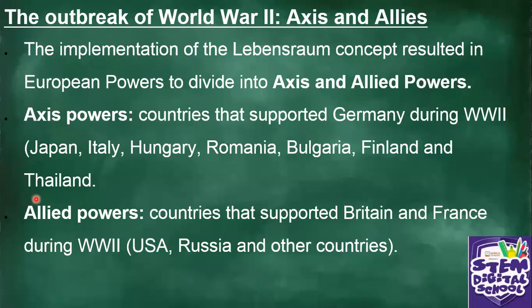Okay. And then we look at the outbreak of World War II, Axis and Allies. The implementation of the Lebensraum concept resulted in European powers dividing into Axis and Allied powers. So we have the Axis powers, you're supposed to know them, the countries that supported Germany during World War II. These are Japan, Italy, Hungary, Romania, Bulgaria, Finland, and Thailand. So they are called Axis powers. They supported what? Germany during World War II. And then we have the Allied powers, the countries that supported Britain and France during World War II. For example, United States, Russia, and other countries. It is said about 47 other countries supported what? Britain and France. So those were called Allied powers. Okay.